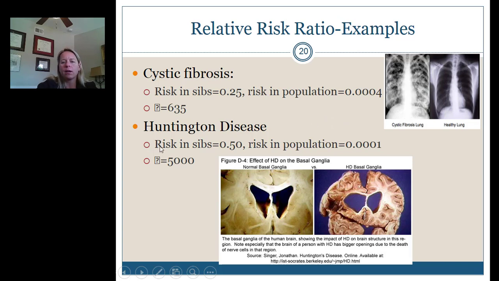And then similarly, for Huntington disease, the risk in siblings is 0.5, a 50% risk, versus a very low risk in the general population. That results in a relative risk ratio of 5,000. This is just to illustrate the difference between someone who has a normal basal ganglia and someone who has Huntington disease and how their basal ganglia looks. And similarly, up here is the image for someone with cystic fibrosis, which is a disease of the lungs, and someone with a healthy lung.